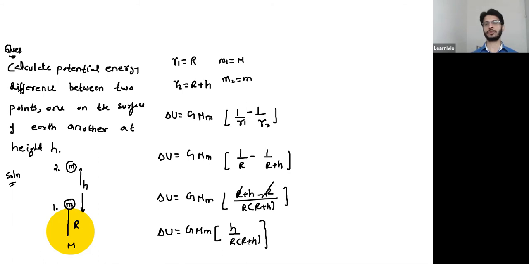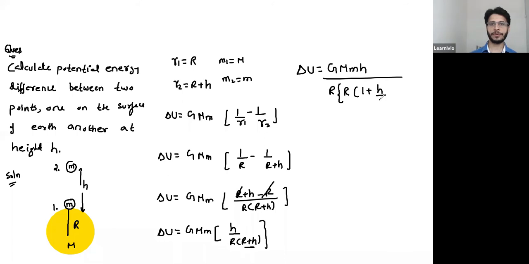Is it clear up to this point? Yes, sir. Next, we can take R common from this term. If I take R common, then this will be GMmH over R. From this R plus H, I'm taking one R as common, so inside I'm left with 1 plus H by R. Sania, is it clear? Taking R common means dividing both the terms by capital R. Divide this by capital R, it's 1 plus H by R.